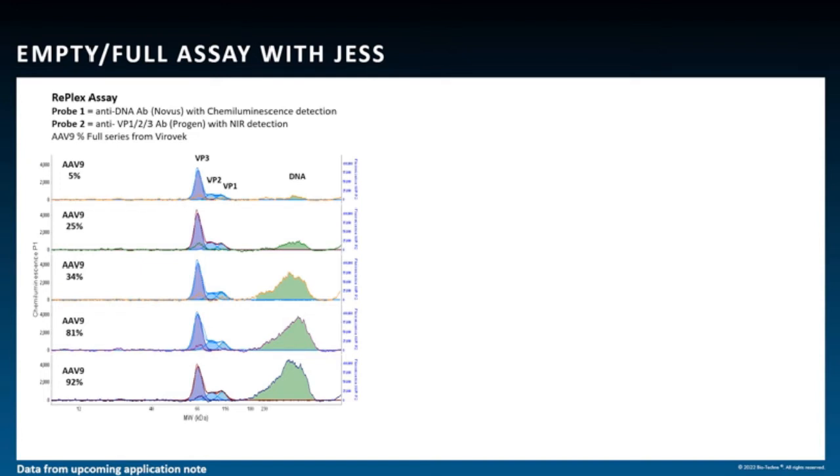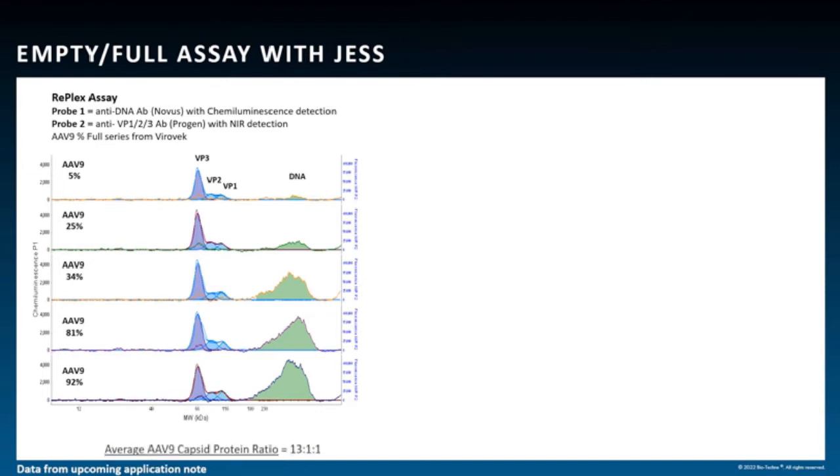The apparent molecular weight of the DNA is quite large, as expected for an AAV plasmid, and agrees with some other DNA work we've done. The capillaries are then stripped and reprobed with an anti-VP123 antibody from ProGen to measure the viral protein amounts as well as the capsid ratio in each sample. So again, 2 assays in one.